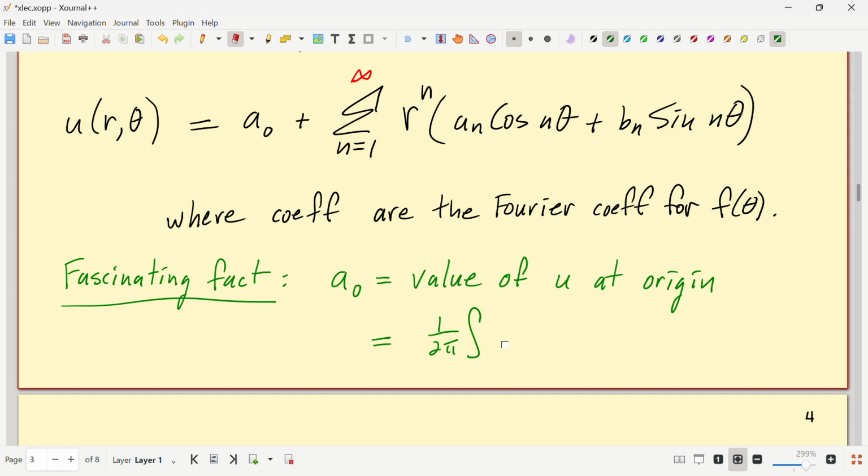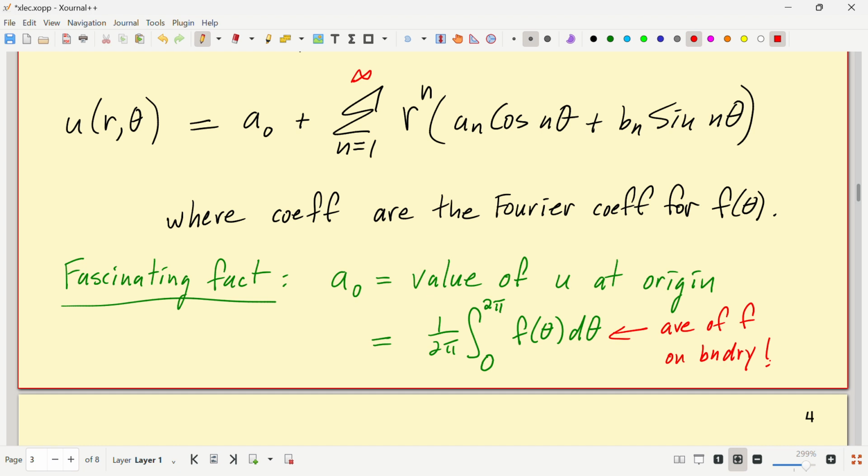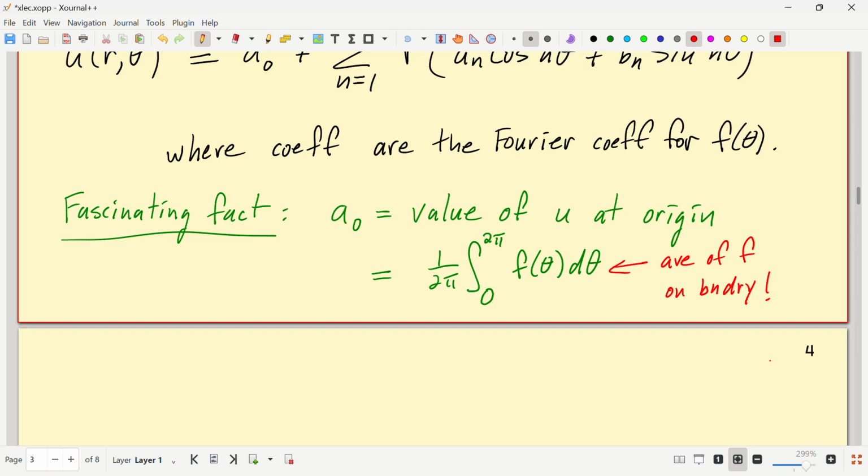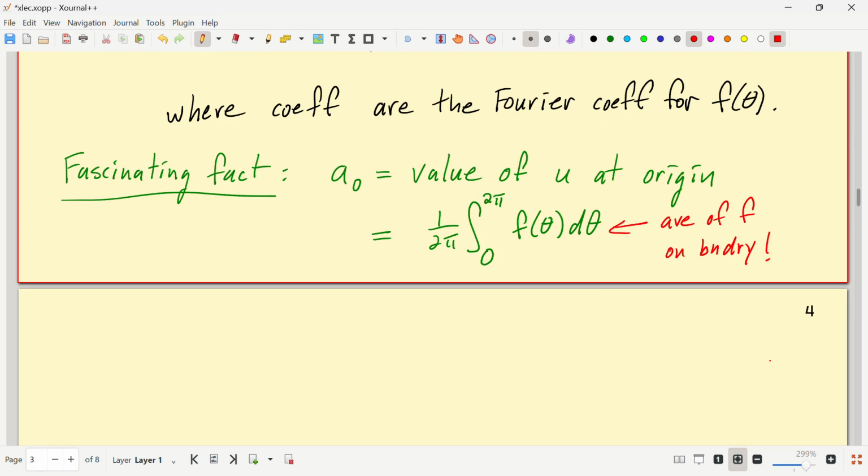It doesn't matter. Remember that fact about periodic functions? You can just take any old interval of length 2 pi. And that's the integral of f of theta d theta divided by 2 pi. That's the average of f on the boundary. That means that harmonic functions satisfy the averaging property. Their value at the center is equal to the average on any circle. This is the averaging property.